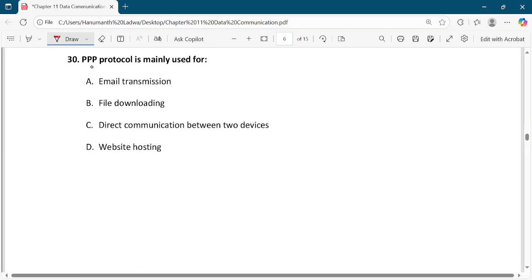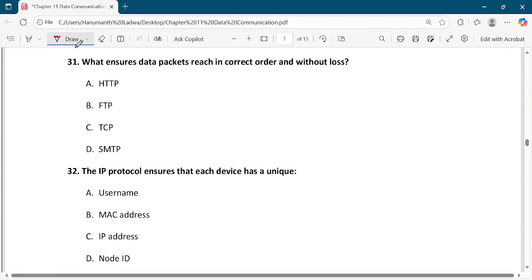Question number 30. PPP, that is point-to-point protocol, is mainly used for what? Option A, email transmission, B, file downloading, C, direct communication between two devices, D, website hosting. Here option C, direct communication between two devices, is the right answer. Question number 31. What ensures data packets reach in correct order and without loss? Option A HTTP, B FTP, C TCP, D SMTP. Here option C TCP, that is transmission control protocol, is the right answer.